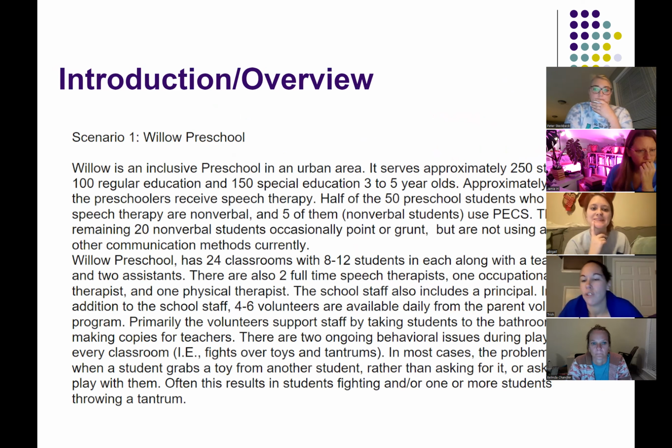First, we'll do an introduction and overview of a scenario. We'll be talking about Willow Preschool. Willow is an inclusive preschool in an urban area. It serves approximately 250 students. 100 of those students are regular education students, and it also has 150 special education students. Their age range is from 3 to 5 years old.